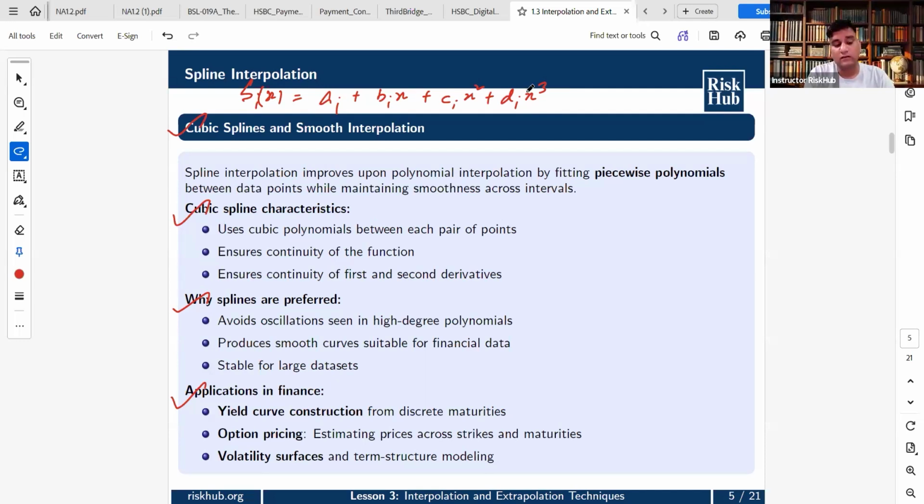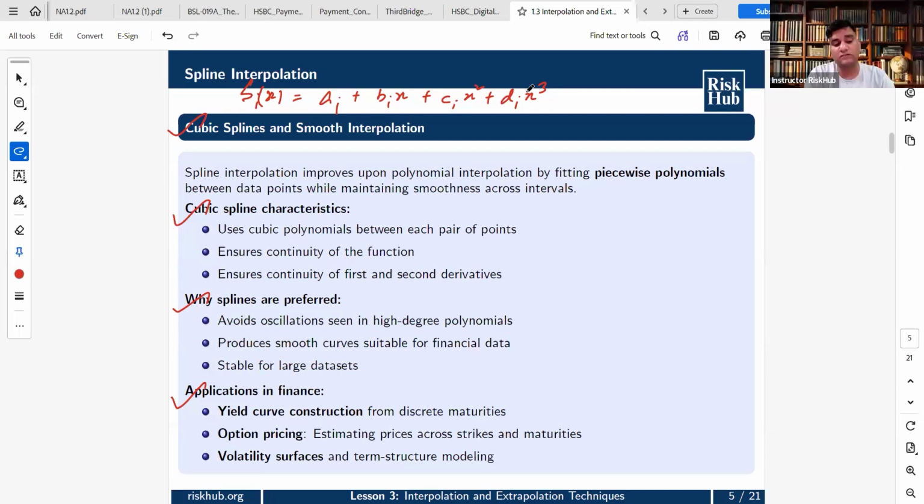What a cubic spline ensures is, first, function continuity, meaning the curve does not jump. Second, first derivative continuity, meaning the slope is smooth. Third, second derivative continuity, meaning the curvature is smooth. In finance, the smoothness matters a lot. For example, in yield curves, we do not want artificial jumps in interest rates. In volatility surfaces, we do not want strange discontinuities across strikes or maturities.